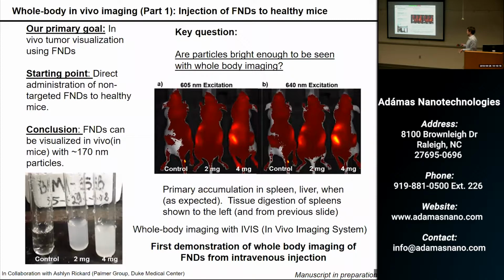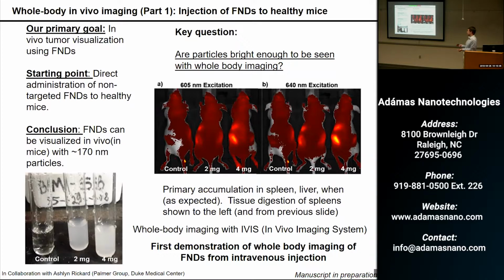The IVIS is an in vivo imaging system. These are showing 2 different excitations, 605 and 640, and we see accumulation in really mostly the spleen and liver, which is kind of expected because those are the filtering organs, right? So you do see this increased signal versus the control mice with no diamonds.